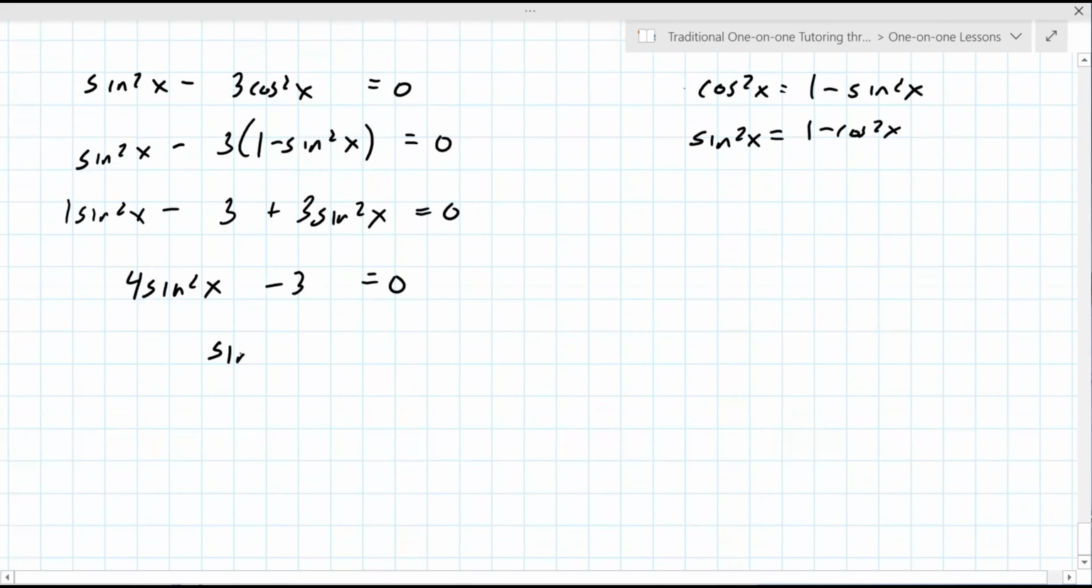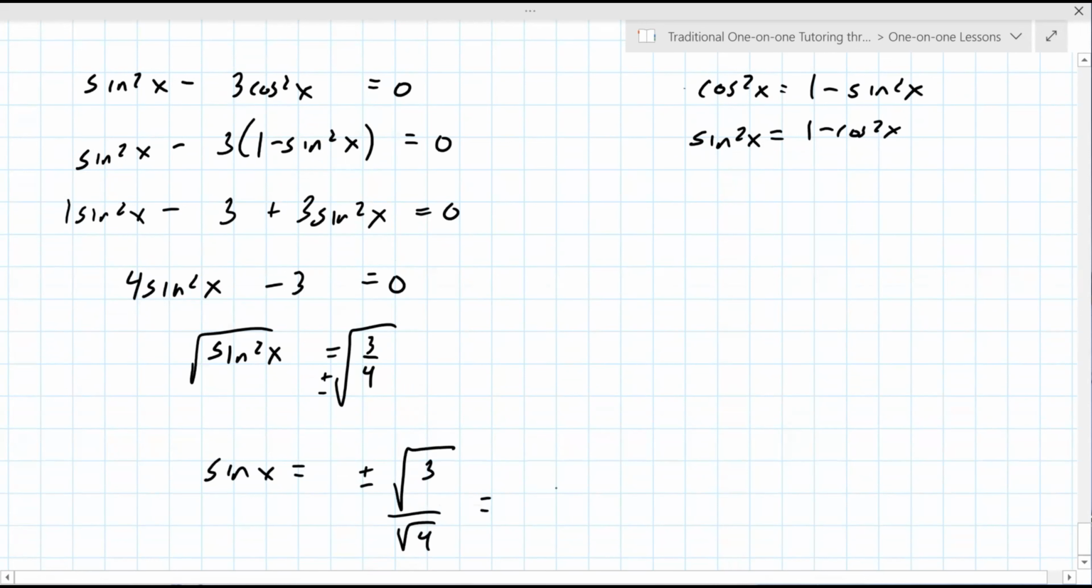And you solve for sine squared x. Sine squared x equals 3/4. And then you take the square root of both sides, which is plus or minus. So you get sine x equals plus or minus the square root of 3 over the square root of 4, which is plus or minus the square root of 3 over 2. Gotcha. Okay.